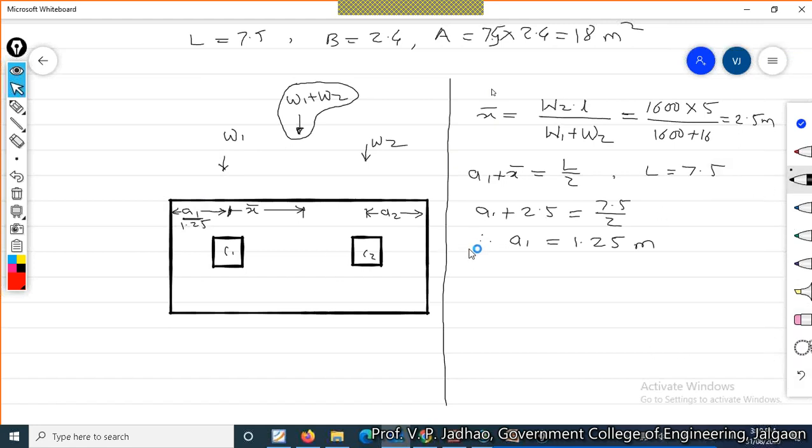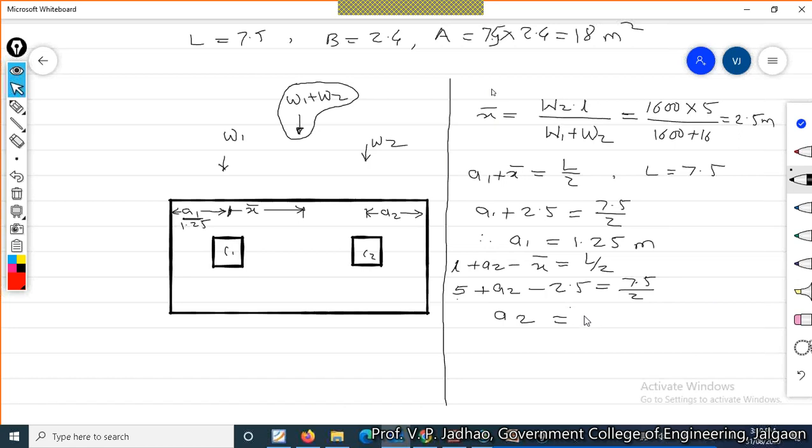Now again we have another equation: small l plus A2 minus x bar is equal to L by 2. Put all the values in this equation. We have small l is equal to 5 meter, plus we don't know the value of A2, so write A2 minus x bar. We have x bar is equal to 2.5 meter, and L by 2 is 7.5 divided by 2. Therefore, we can calculate the value of A2 from this equation. Just take this 5 and minus 2.5 to the right hand side, and you will get the value of A2.